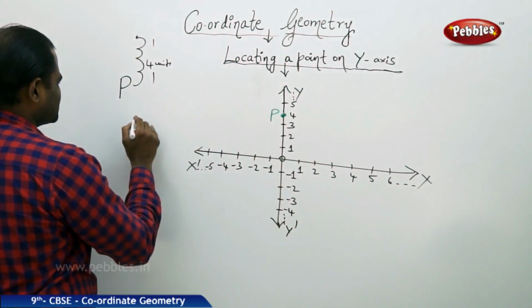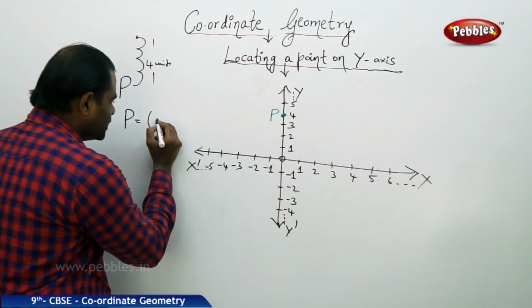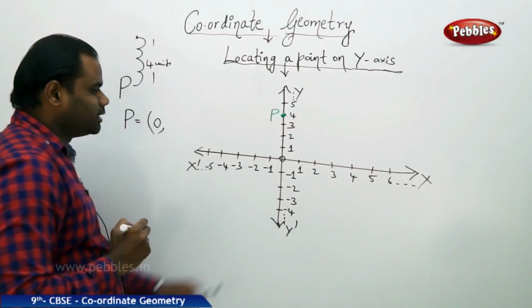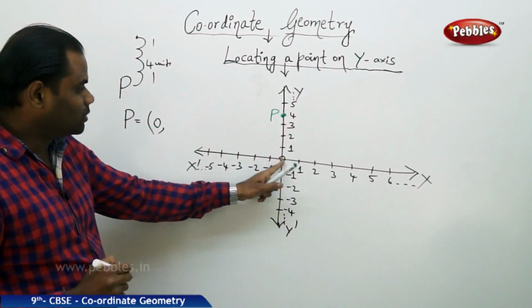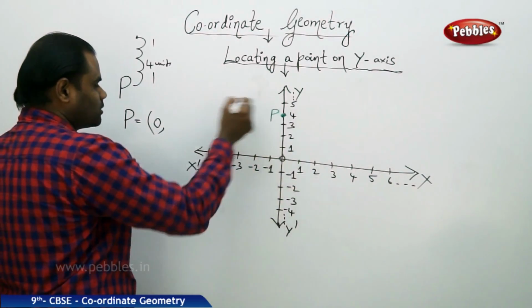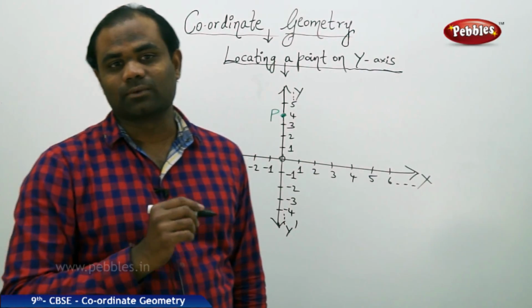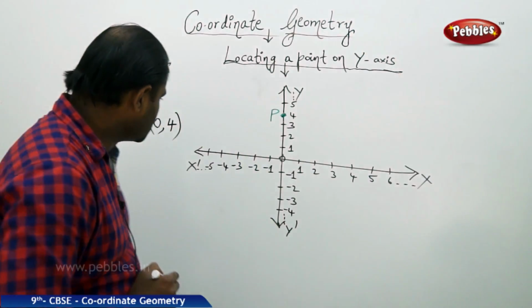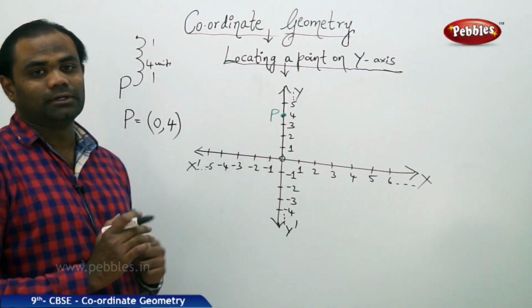with no change in x, clearly make me understand that its x coordinate does not change, so its initial point, which is 0, remains the same. Only its y coordinate is changed, jumping 4 units up to the positive side, and hence the coordinates of P are 0, 4.